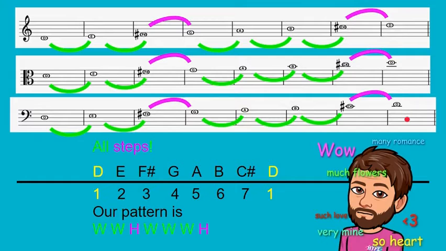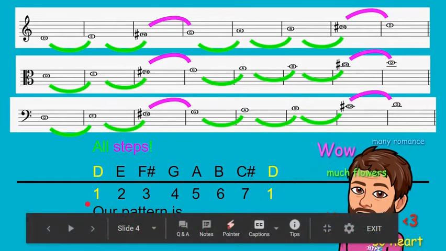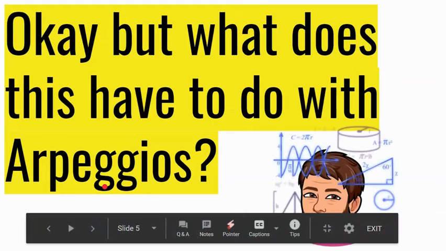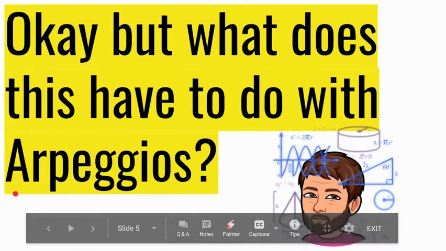sharp to D. So our pattern in total, as we have down here, is whole step, half step, whole step, whole step, whole step, half step. 2 whole steps, 1 half step, 3 whole steps, 1 half step. So, what does this have to do with arpeggios?